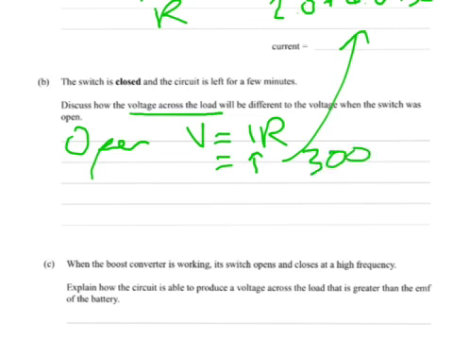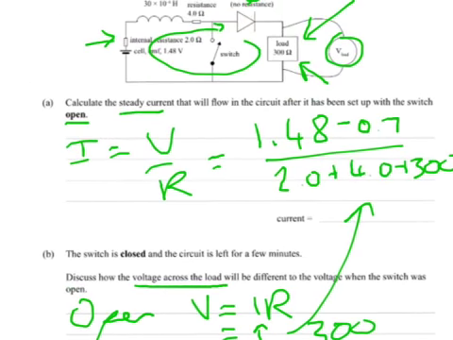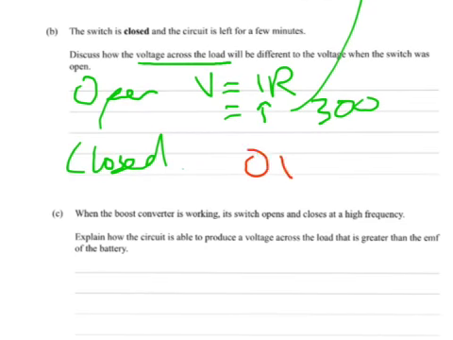Now when the switch is closed, you'll notice it actually makes a short circuit. So just in here, when it's closed, that's a short circuit. That means it's going to bypass that section of the circuit entirely. So there will be 0 volts at that point. We're going to carry on in red.